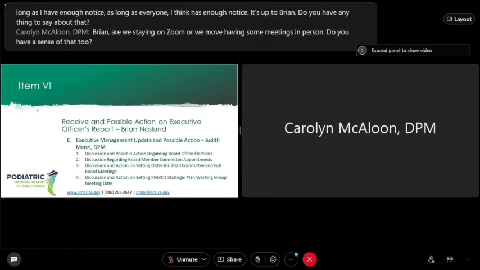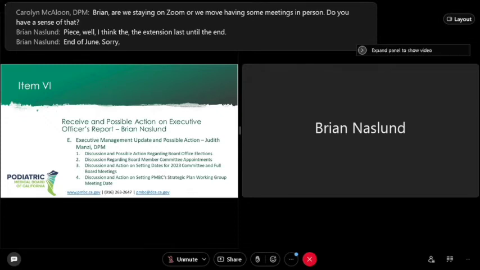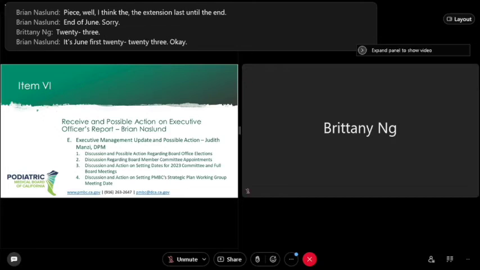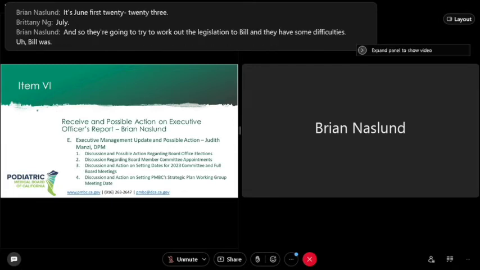Well, I think the extension lasts until the end of July, July 1st, 2023. So they're going to try to work out the legislation, the bill, and they had some difficulties because that bill was dropped. They had some difficulties coming to a consensus. We're keeping track of everything.